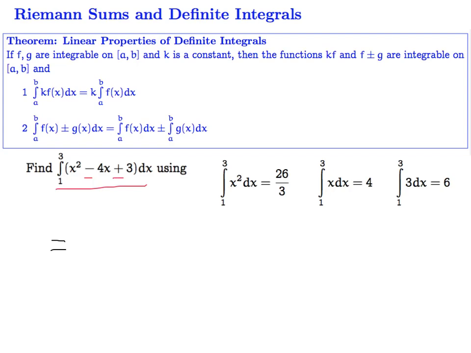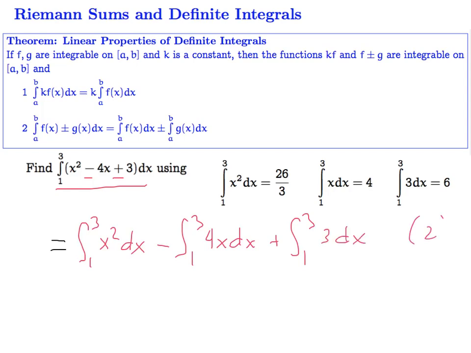So this original integral is going to be equal to the integral from 1 to 3 of x squared dx minus the integral from 1 to 3 of 4x dx plus the integral from 1 to 3 of 3 dx. So this is all using property 2, that we can break up our integrals because we're adding and subtracting. Now this is good because this first piece matches exactly a number we already know how to compute, and similarly the last piece matches exactly something we already know. So these are just numbers already and we know what those numbers are.